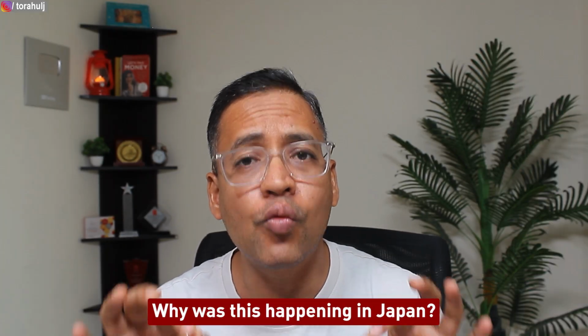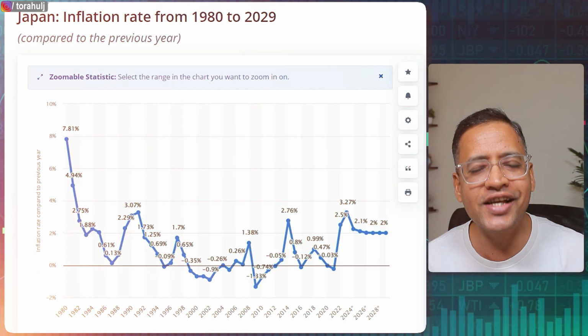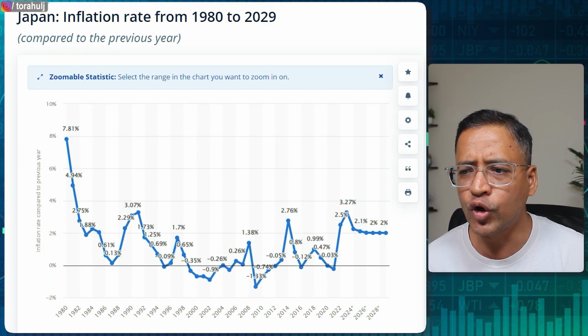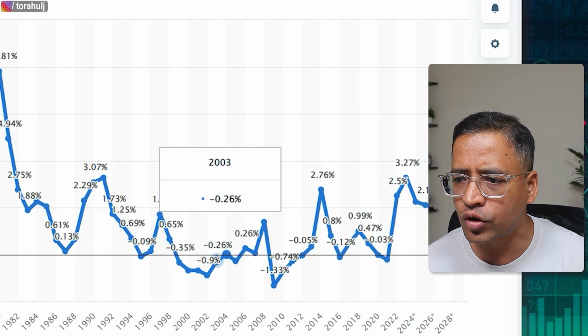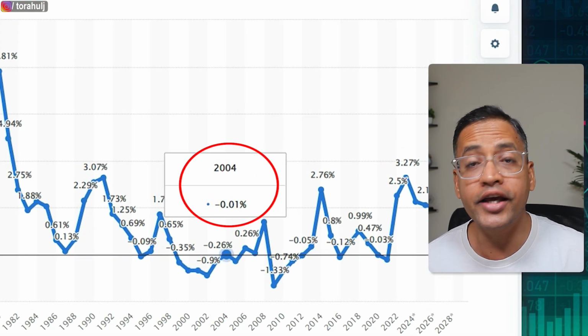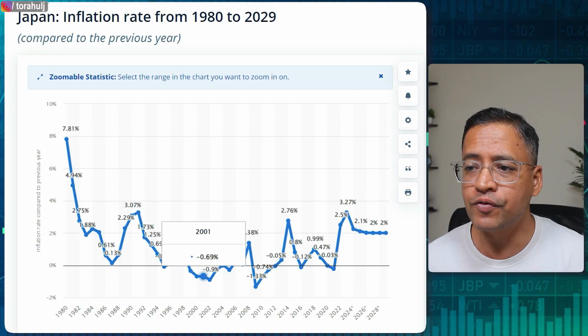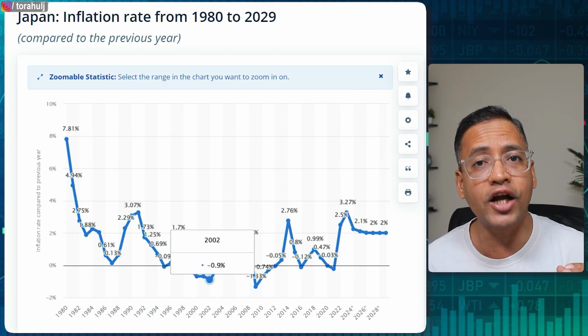So the key question is, why was this happening in Japan? For this, have a look at the second chart here, which is the inflation rate in Japan. What you will very quickly note is that after 2002 or 2004, the inflation in Japan has been really low. In fact, there have been times of deflation, where product prices are not going up. In fact, they're coming down.